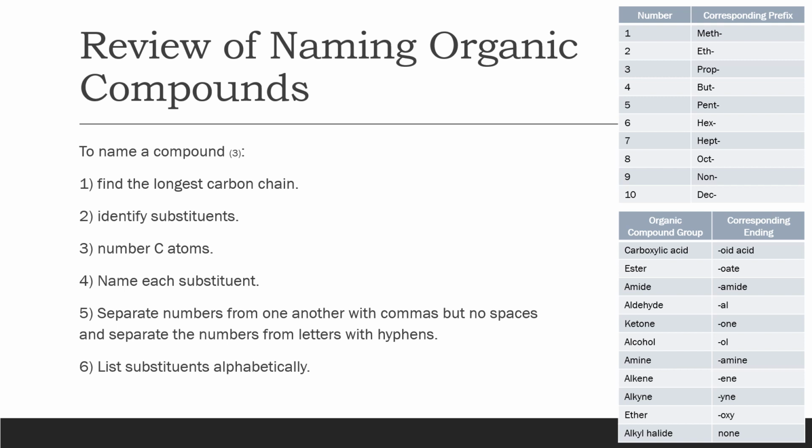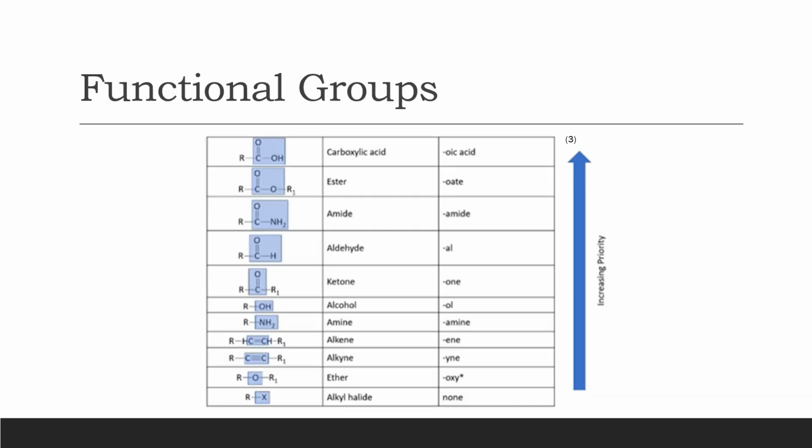Up in the top right corner, we can see a chart with the number of carbons, so 1 through 10, and their corresponding prefix. Below that shows all of the organic compound groups and the corresponding endings. Carbon chains provide the framework of organic compounds, and other atoms or groups of atoms replace one or more of the hydrogen atoms to form different compounds.